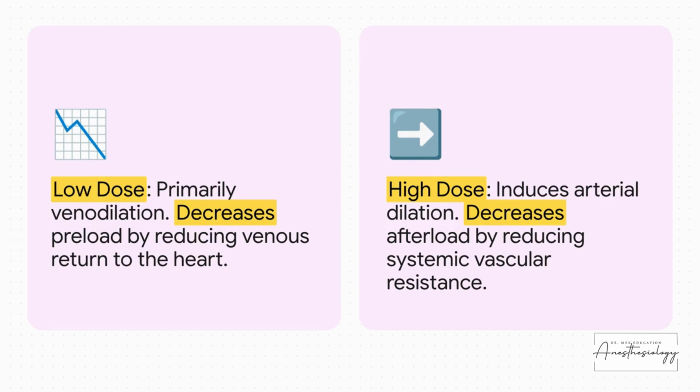What's really key to understand is that nitroglycerin's effects change with the dose you give. At lower doses, you're getting primarily vasodilation. This reduces the amount of blood returning to the heart, which in turn decreases preload. But as you push the dose higher, you start to see significant arterial dilation. This brings down the systemic vascular resistance, and that means you're now also decreasing the afterload.